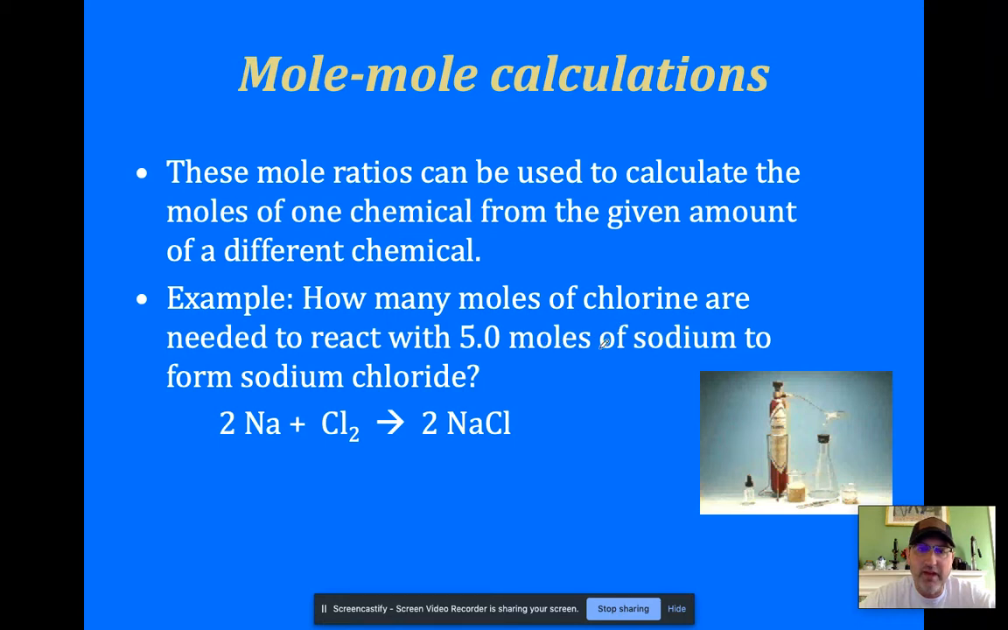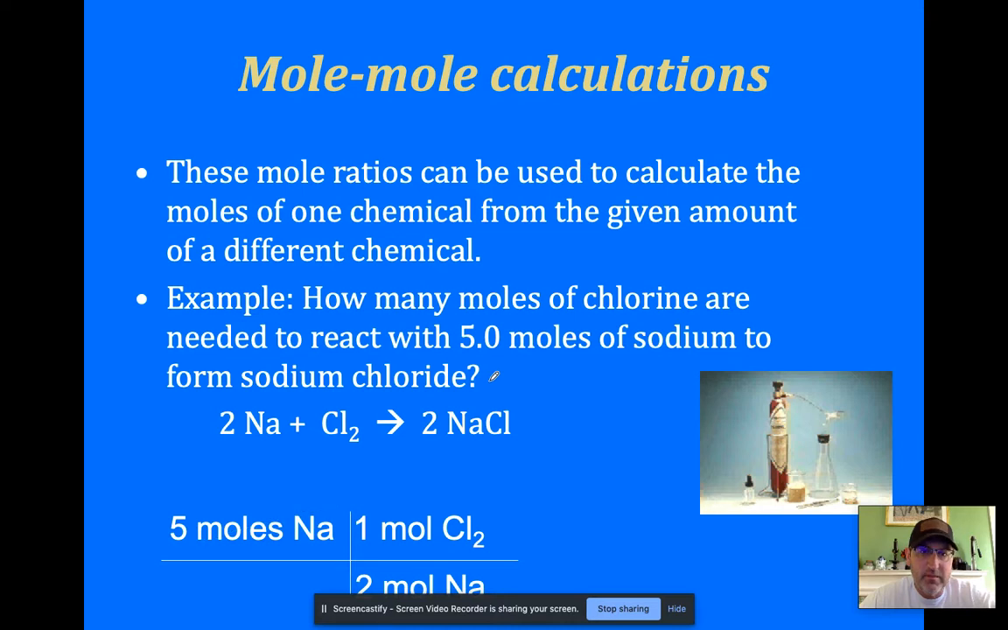Okay, so we have 5 moles of sodium. That's right here. We have 5 moles of this, and we want to know how many moles of this chlorine you are going to need to use to form sodium chloride. I'm going a little fast there. Okay, so here's your setup.